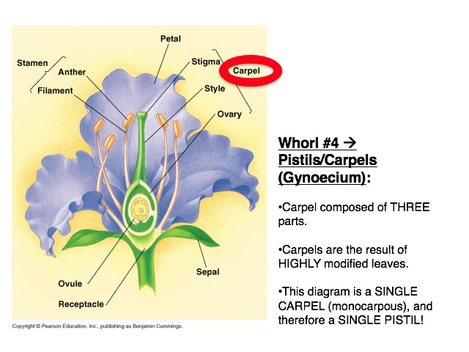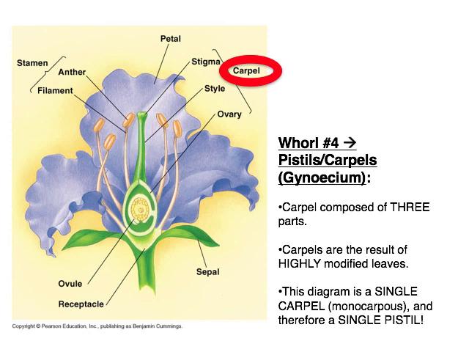The carpel is composed of 3 different structures. And again, carpels are simply the result of highly modified leaves. The 3 parts of a carpel include the stigma, which receives the pollen, the style, which holds up the stigma, and the ovary, which contains the ovules. The ovary develops into a fruit, and the ovules, after they get fertilized, will develop into the seeds.